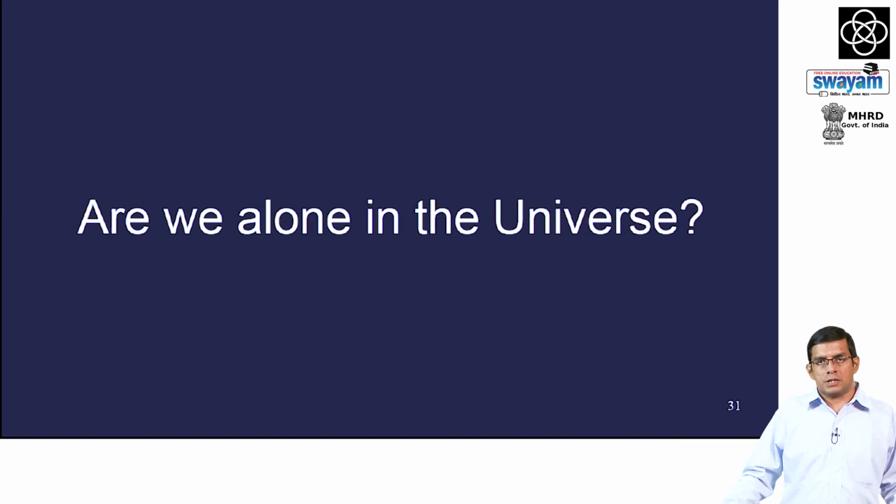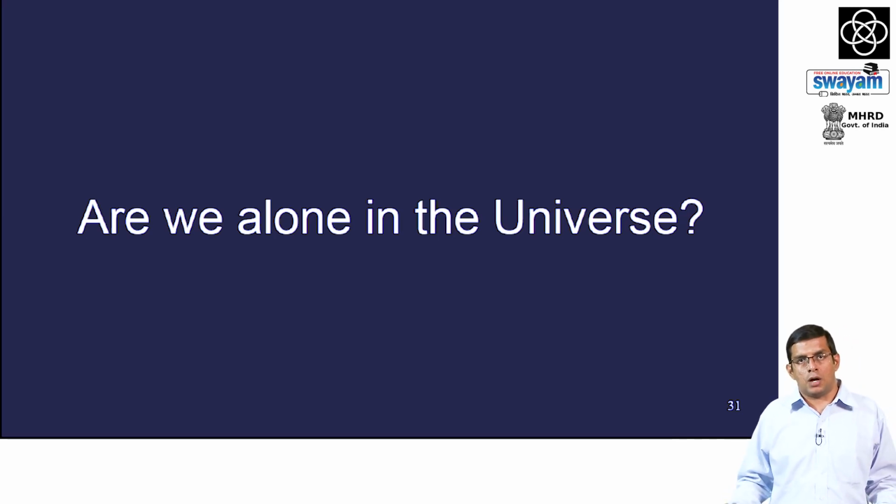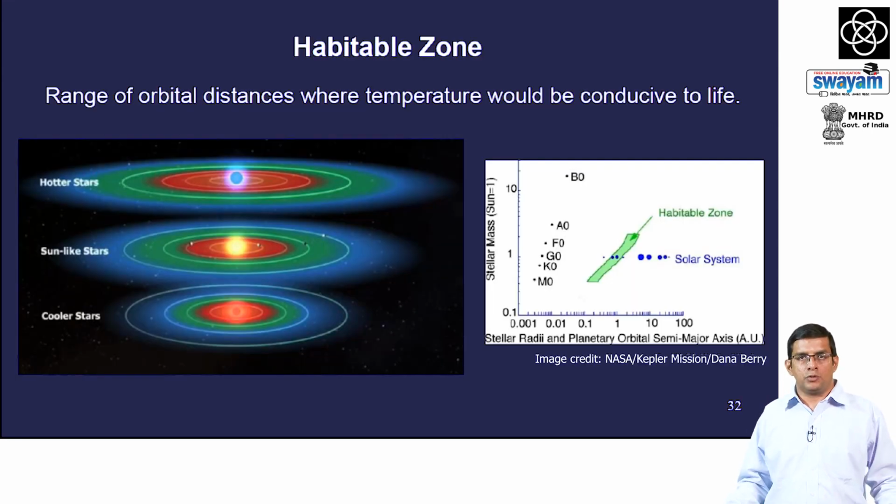Now, all these missions are primarily geared to answer the basic question, are we alone in the universe? Because this is a question that has fascinated mankind since a very long time, and looking for exoplanets is the first step in this direction. So, when we talk of life in the universe, we have to first understand that not all planets can harbor life. A planet has to be in the so called habitable zone in order for it to harbor life in the form of life as we know it.